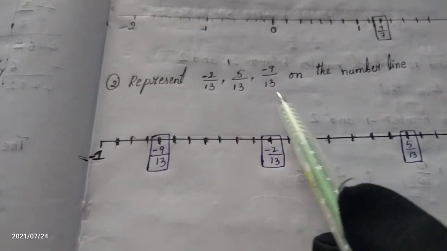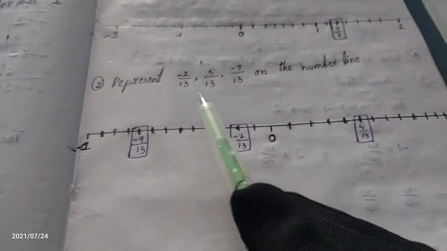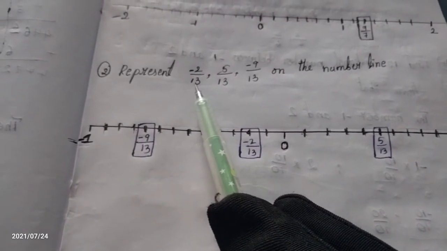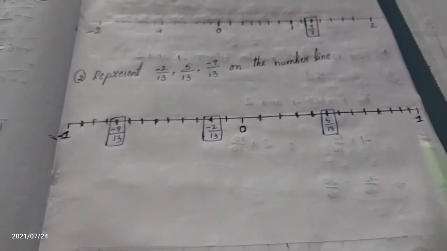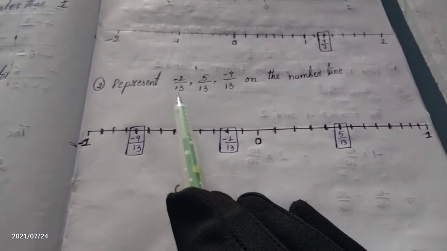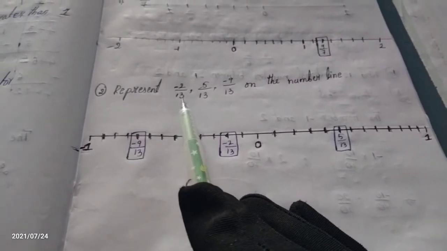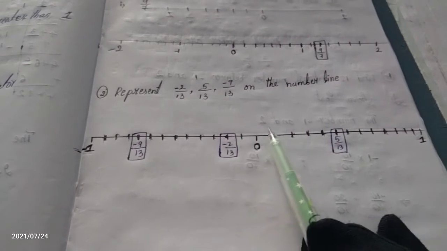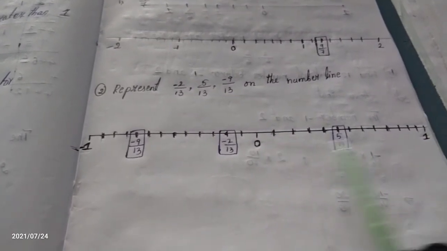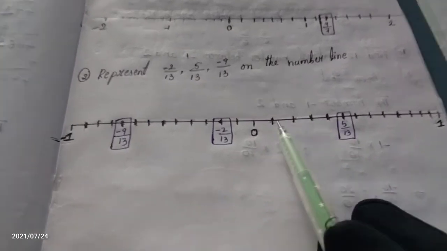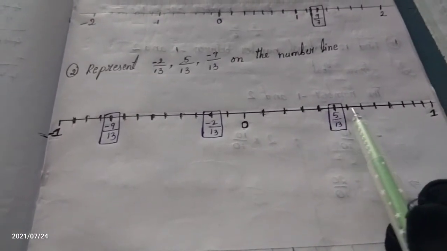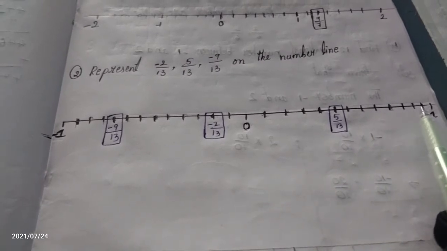The 13 is there. It is the greatest number among the 3 numbers. What do we have to do? Just observe the denominator. What is the denominator? 13. From 0 to 1 is a fixed distance, a unit distance. How many parts do we have to divide it into? The denominator tells us how many parts, so we divide 0 to 1 into 13 parts: 1, 2, 3, 4, 5, 6, 7, 8, 9, 10, 11, 12, 13.